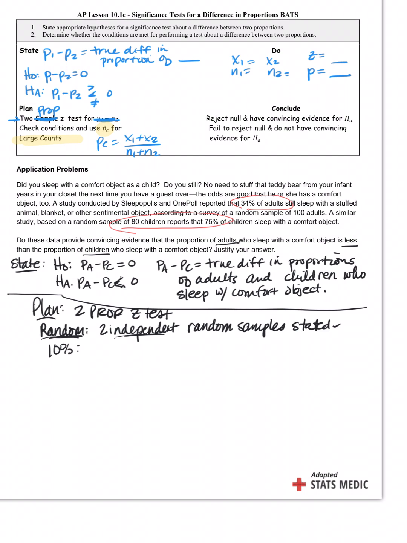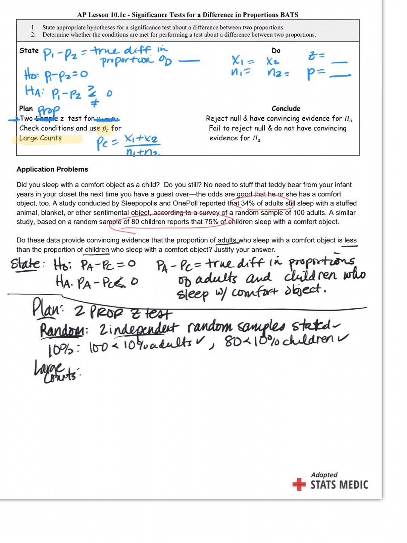This is dealing with the probability needed for standard deviations. So we check our sample sizes. What was the sample size for the adults? 100. So is 100 less than 10% of all adults? I think that's a safe bet, right? And 80 children? Is 80 less than 10% of children? I think so. Depends on the country. All right, large counts or normality.